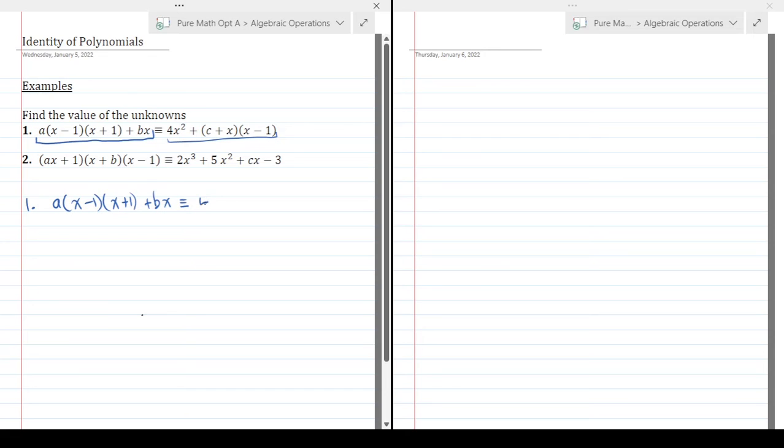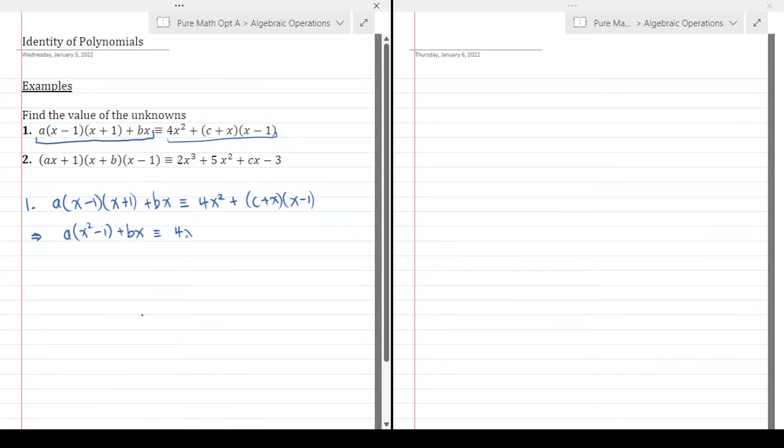Is identical to, sorry, 4x squared plus, no, I need to perform the expansion of c plus x by x minus 1. I'll do that after I do the left-hand side. So then this means that x minus 1 by x plus 1 is easy enough. So this is a by x squared minus 1 plus bx. That's the left-hand side. Let me do the right-hand side now.